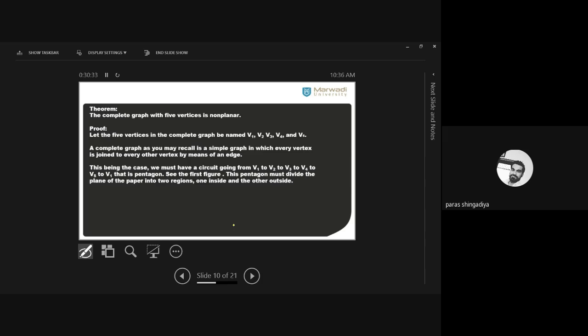This being case 1, step 1. We must have the circuit going from V1 to V2, V2 to V3, V3 to V4, and V5 to V1. That is a pentagon here. See this picture 1. You have to connect all these 5 vertices to create a K5. We have to build K5. So how can we create K5? Consider 5 vertices. Mention the V1, V2, V3, V4, V5 notation.